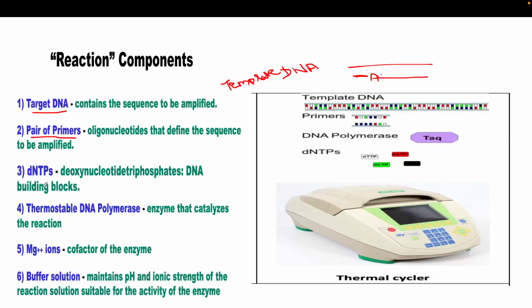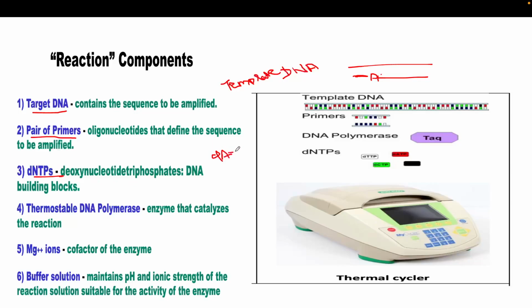Apart from that, you require dNTPs. The dNTPs are the individual nucleotides, the deoxynucleotide triphosphates, or you can say the DNA building blocks. When you are amplifying this target DNA, for amplification you require nucleotides, so that they base pair with the template and produce a replica of that template. That's why we require the dNTPs. They are the individual nucleotides, like our dATP.